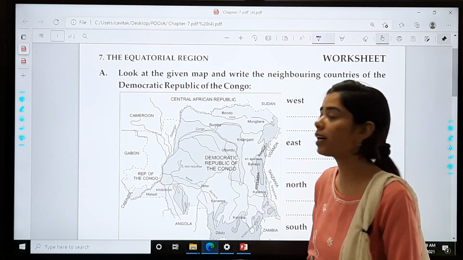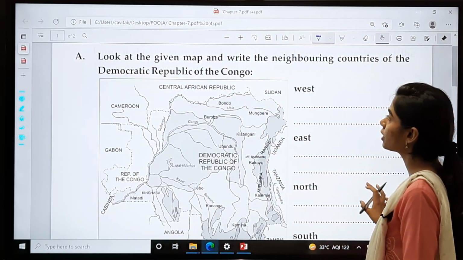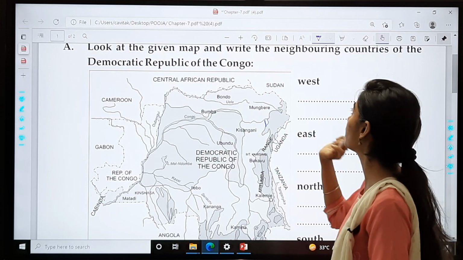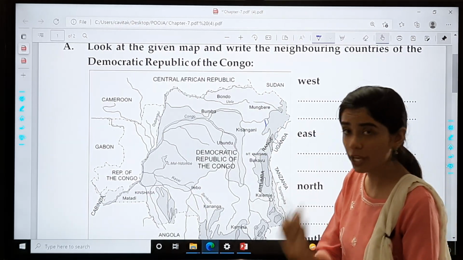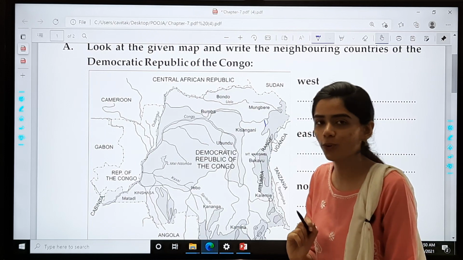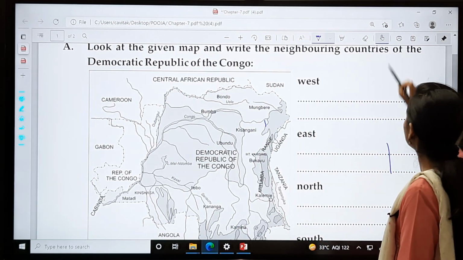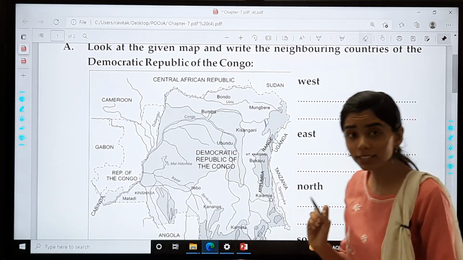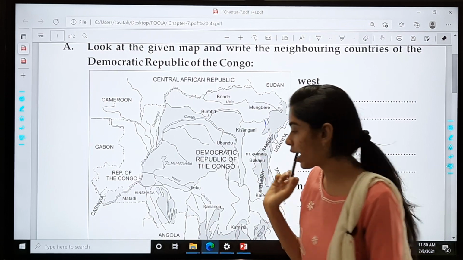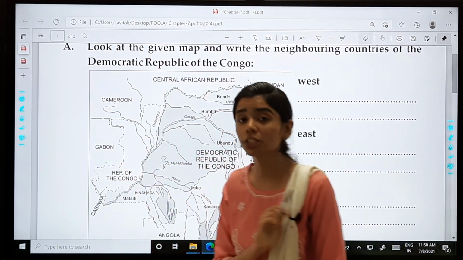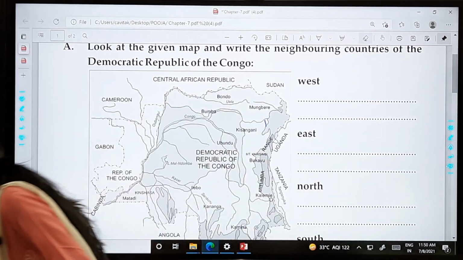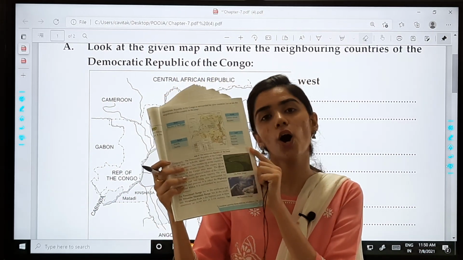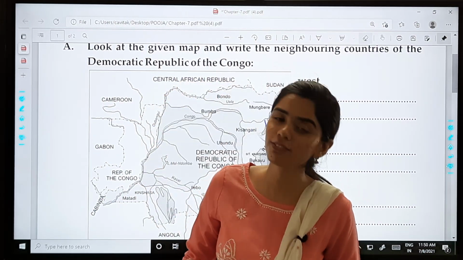So this is your worksheet part. As you can see, the first exercise is: look at the given map and write the neighboring countries of the Democratic Republic of the Congo. Now can you see this? This looks a bit familiar, which you have seen already, right? We have already discussed this map. We have already seen it, that is on page number 41 of your textbook. See, I'll show you over here. So this has mentioned all the neighboring countries of it, that is the Democratic Republic of Congo.